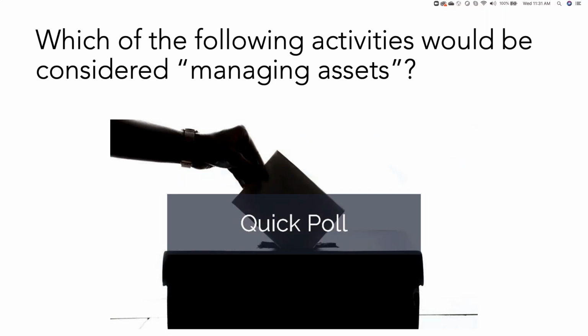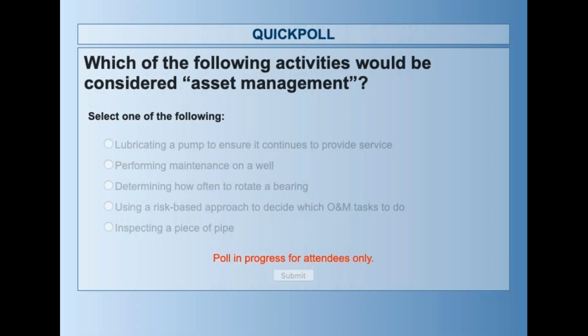And our next poll, which you can put up, Savannah, is the opposite question: which of the following activities would be considered asset management, which again is the bigger picture side. So lubricating a pump, performing maintenance on a well, determining how often to rotate a bearing, using a risk-based approach to decide which O&M tasks to do, and inspecting a piece of pipe. Which one of those sounds more like the bigger picture asset management kind of look at things? And again, I realize it's a bit unfair because we haven't talked a lot about it, but I just wanted to give you a flavor of the difference between asset management and managing assets.